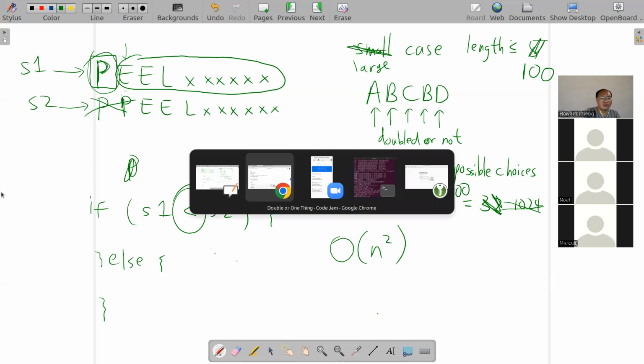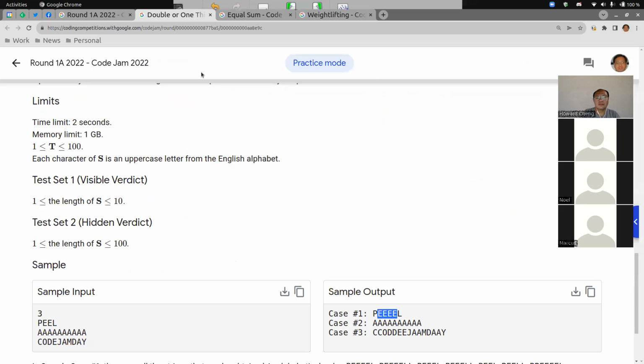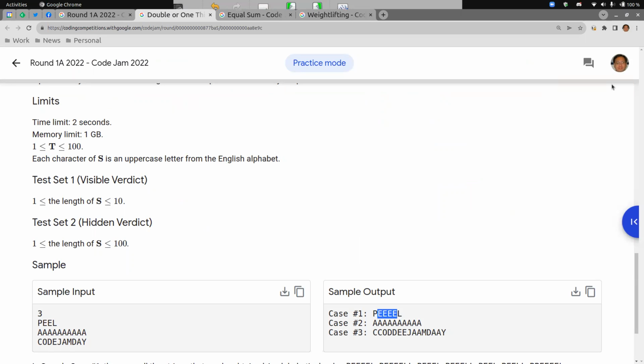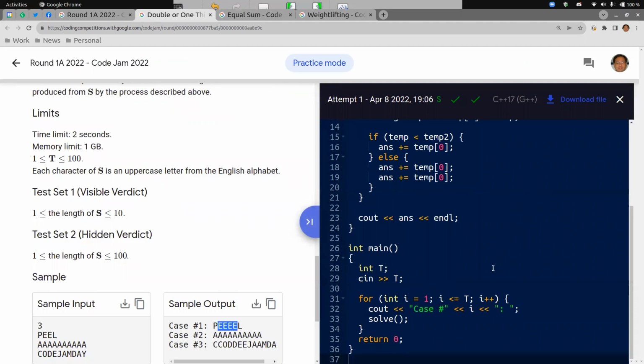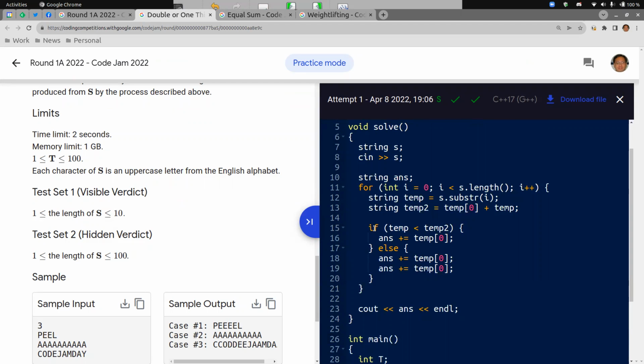So let me show you my code. Just like I said, most of these CodeJam problems always start with the same template. You read in the number of cases, then for each case, you print out a case label and then you solve each case. So that's what I do here. And here's my code. I'm doing lots of things that are not very efficient. Okay, so let's see, what do I do? First, I read the string.